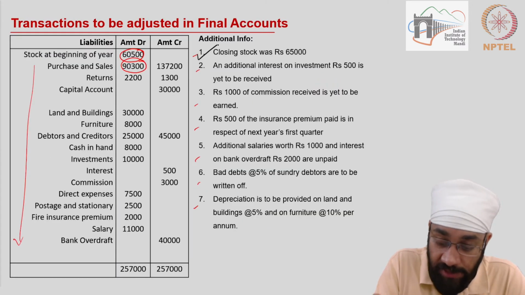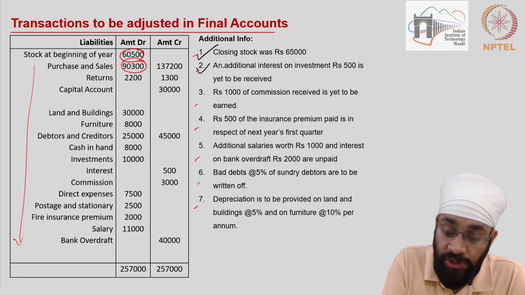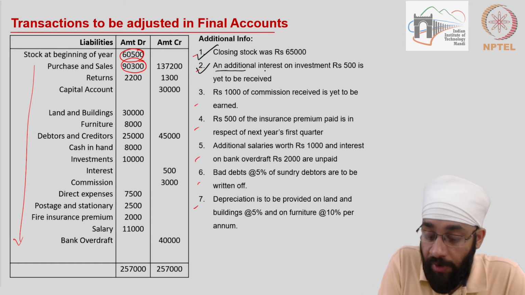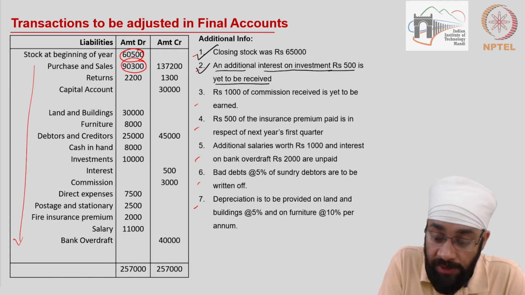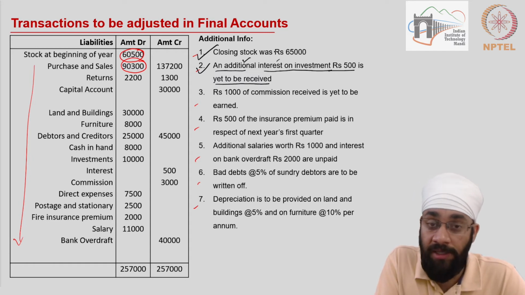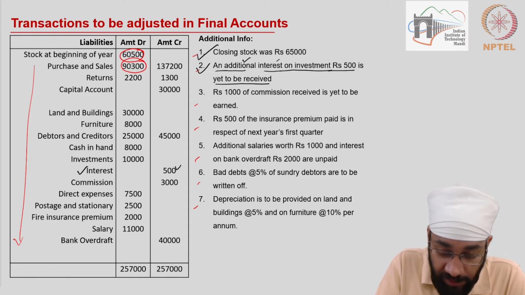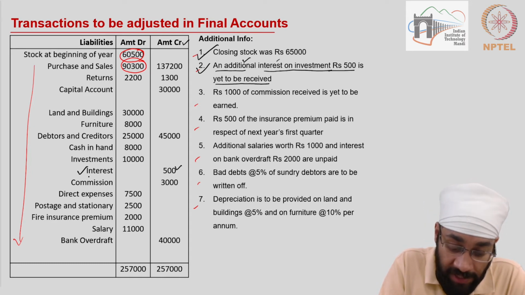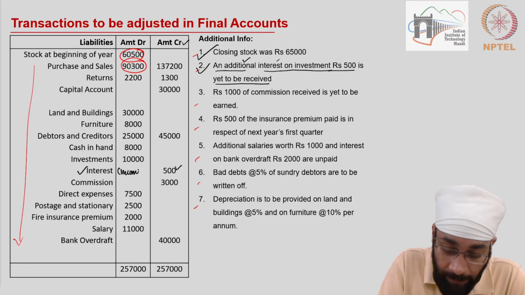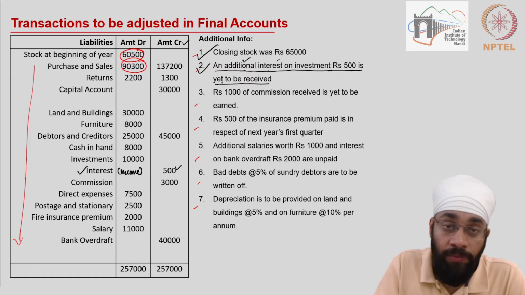So we have discussed this one transaction. Now we're going to do the second transaction, which is an additional interest on investment, rupees 500 is yet to be received. It says additional, which means there must be an interest item in the trial balance. And here it is, 500 given on the credit side. This is an income. And now it says an additional interest on investment 500 is yet to be received.